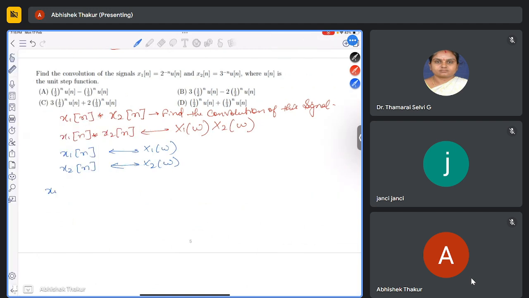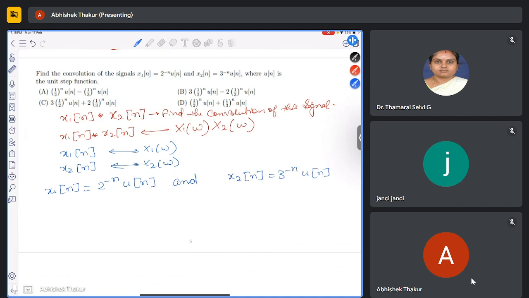Our x1[n] is given as 2 to the power of minus n u[n], and our x2[n] is equal to 3 to the power of minus n u[n]. Here u[n] is the unit step function. So we will first find the Fourier transform of this x1[n] and x2[n].